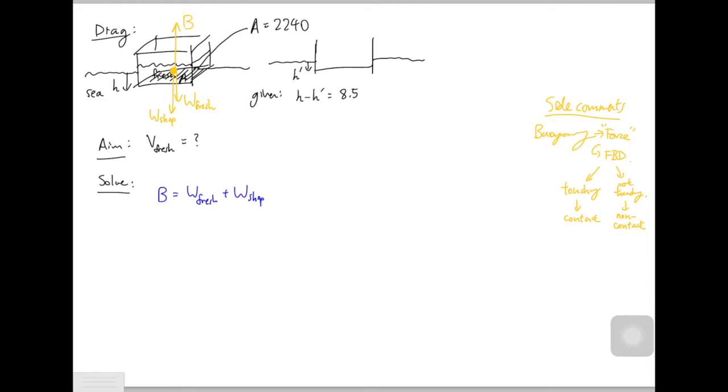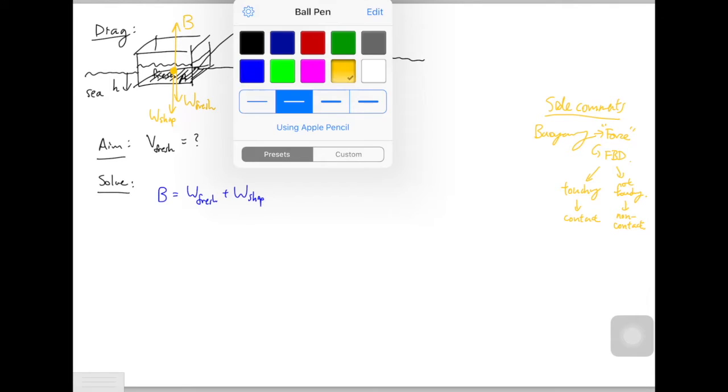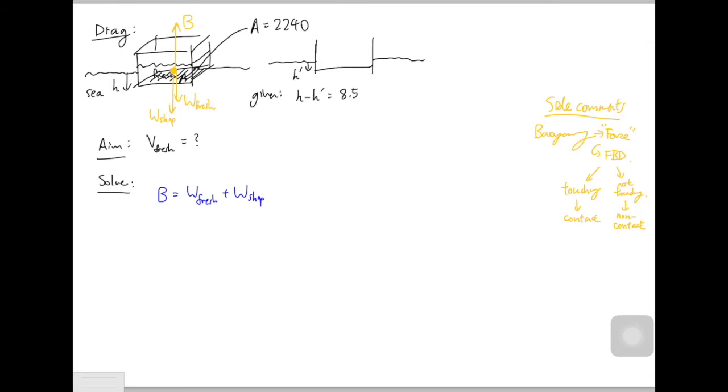While we're at it, let's do the second one for practice as well, now that you know what to do. So in the unloaded situation, so this is the ship, what is it in contact with?